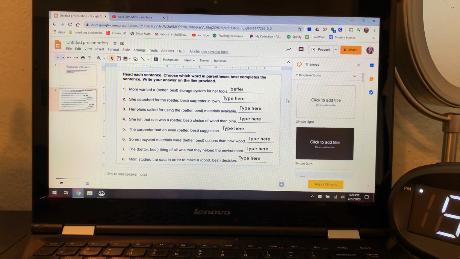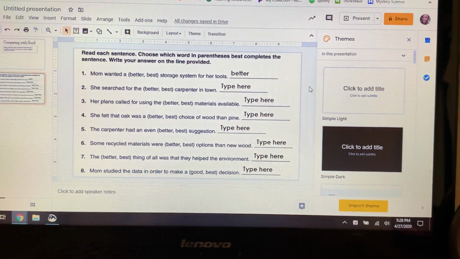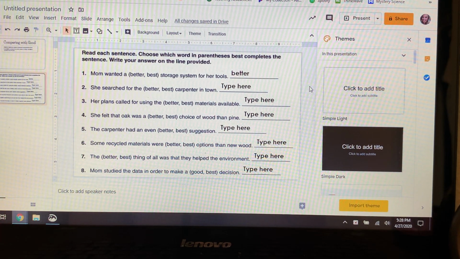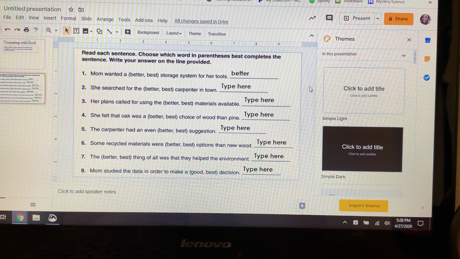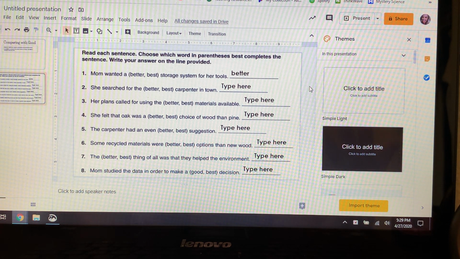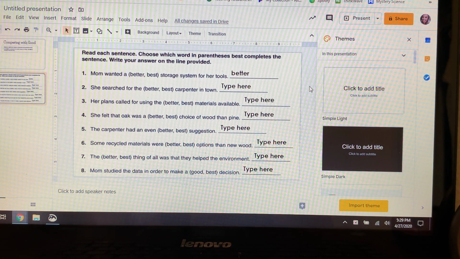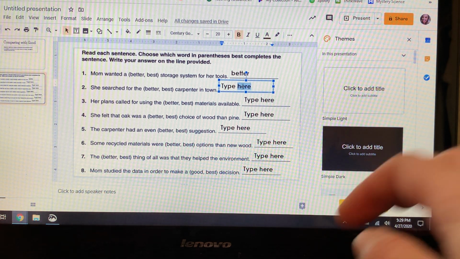Number two says, she searched for the better, best carpenter in town. So again, we're looking at, am I choosing better or best? She's looking for the top one out of all the other carpenters in town, all of the other people that do that job in her town. So she'd be comparing one person to all of these other people. So we'd be using the word best here. She searched for the best carpenter in town.